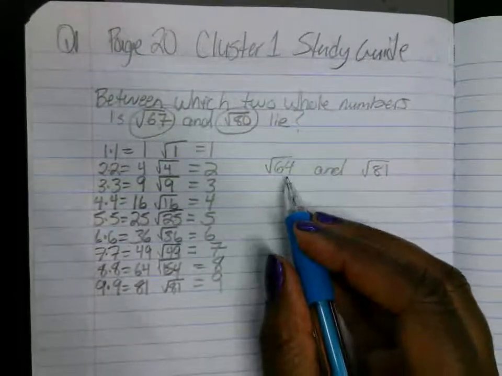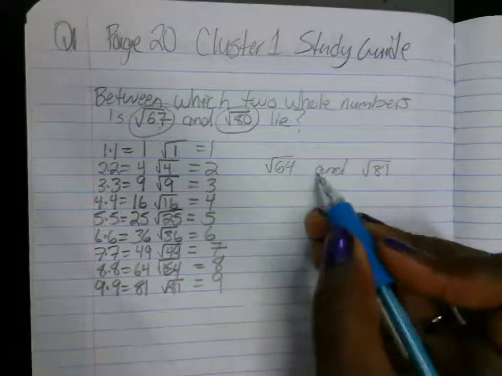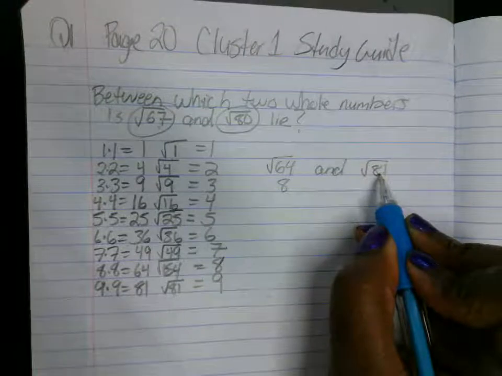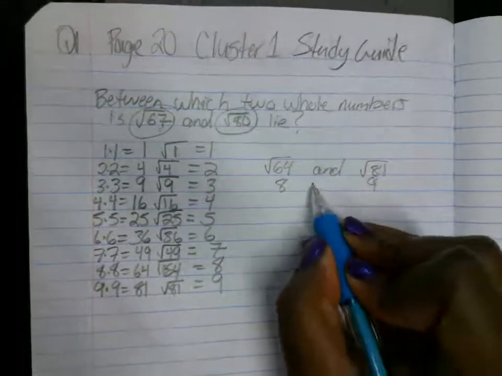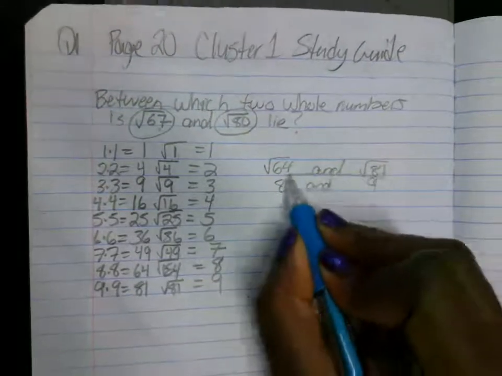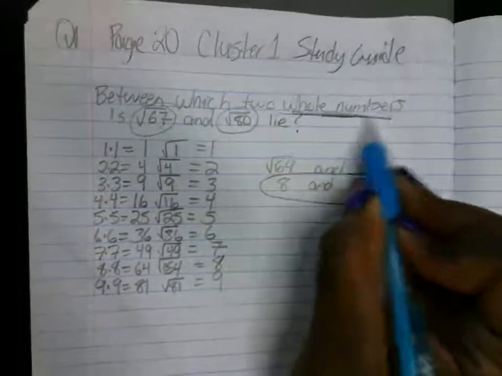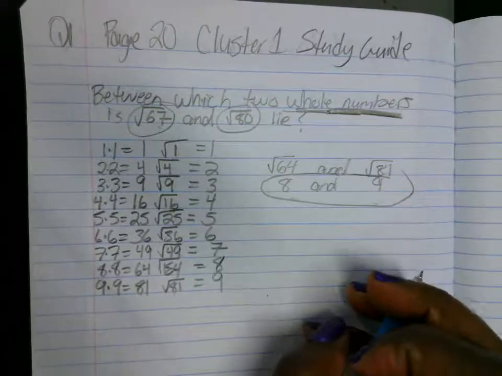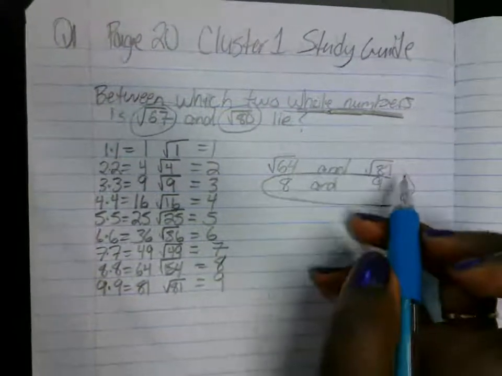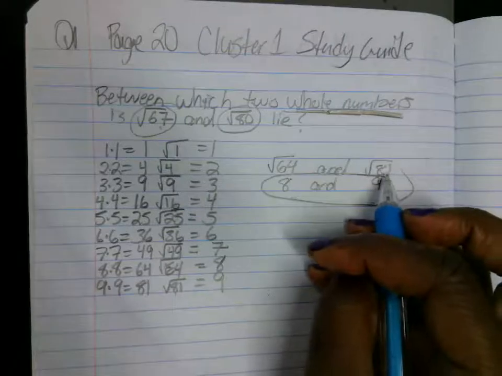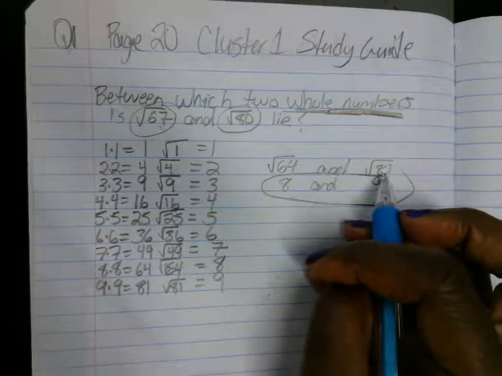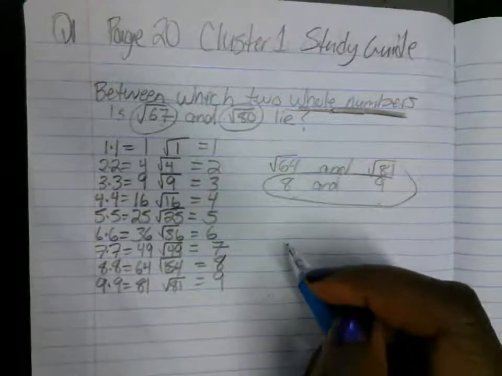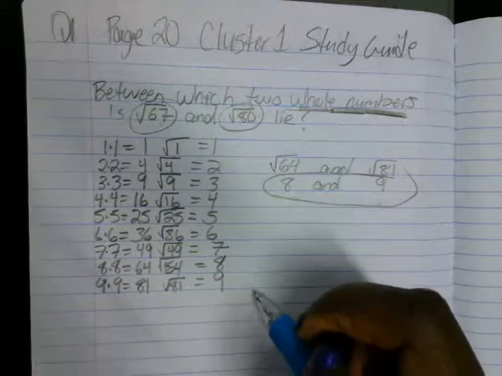What is the square root of 64 equal to? What's that whole number? 8. What is the whole number for this? 9. So the answer is between 8 and 9. This is the answer that you're looking for. It says what two whole numbers? The two whole numbers are 8 and 9. They are going to try to trick you by putting 64 and 81. 64 and 81 are not whole numbers here. Okay? Any questions about why 8 and 9 is the answer? You will have a problem like this on your test.